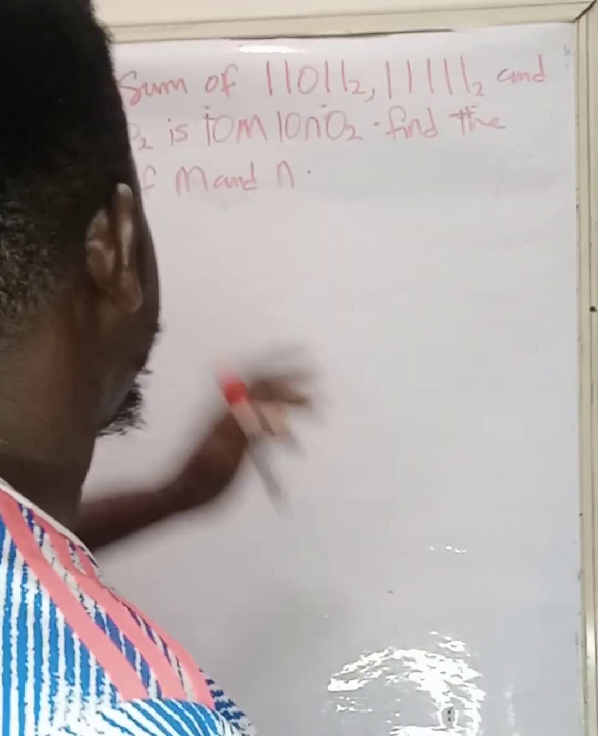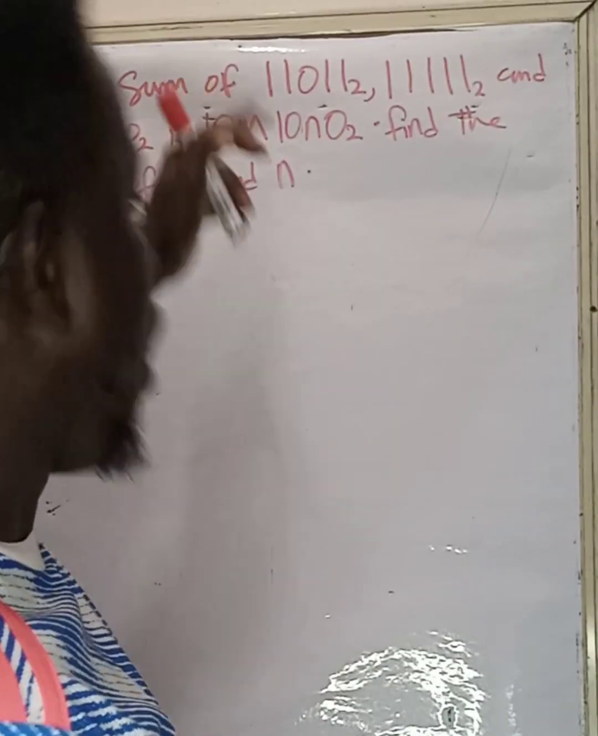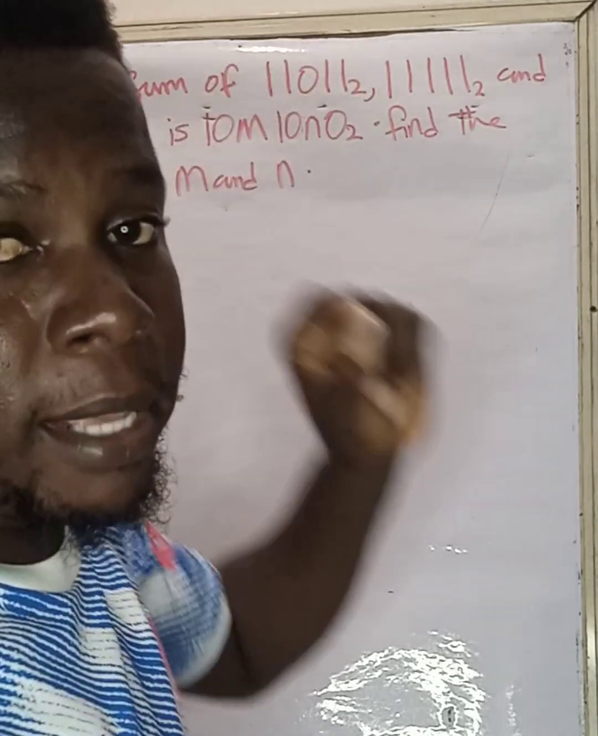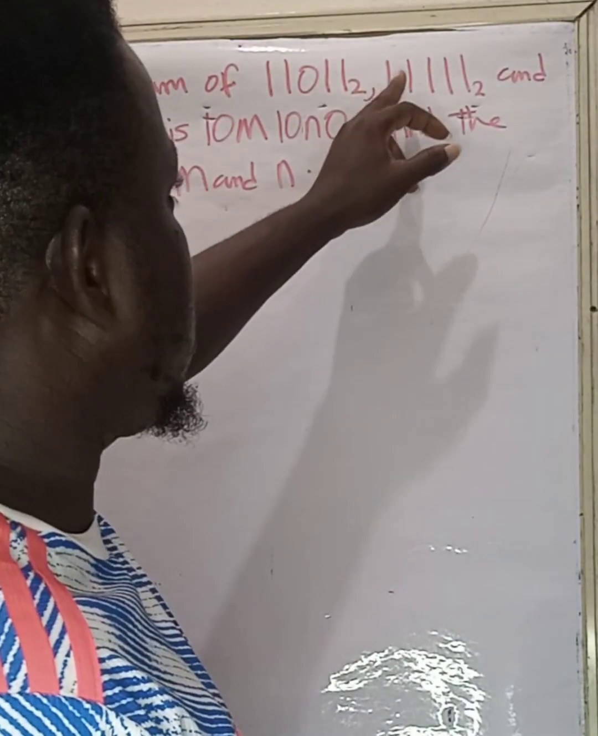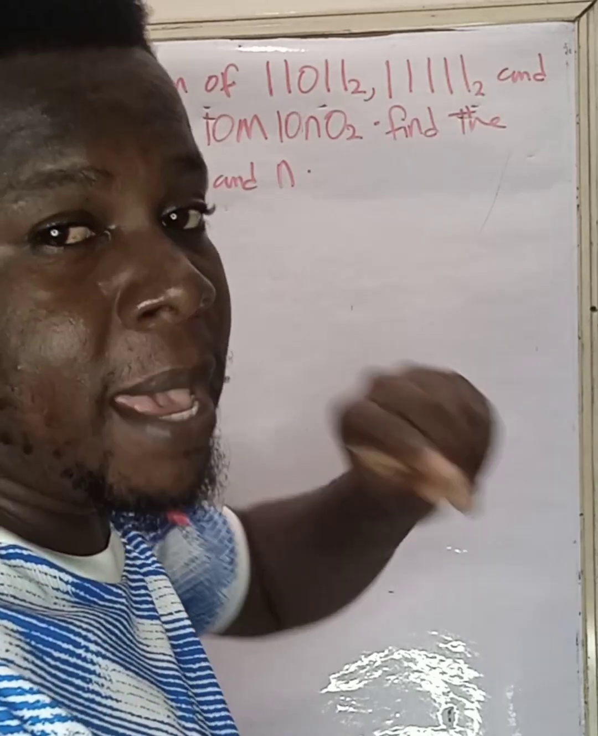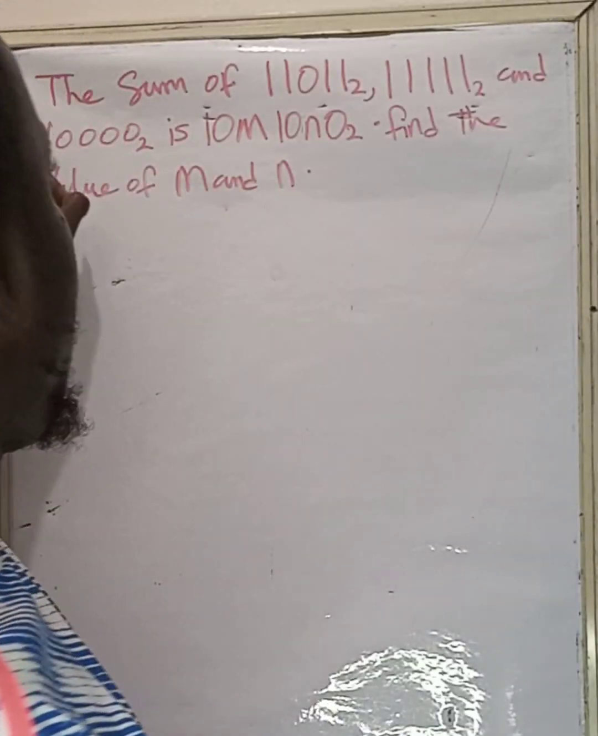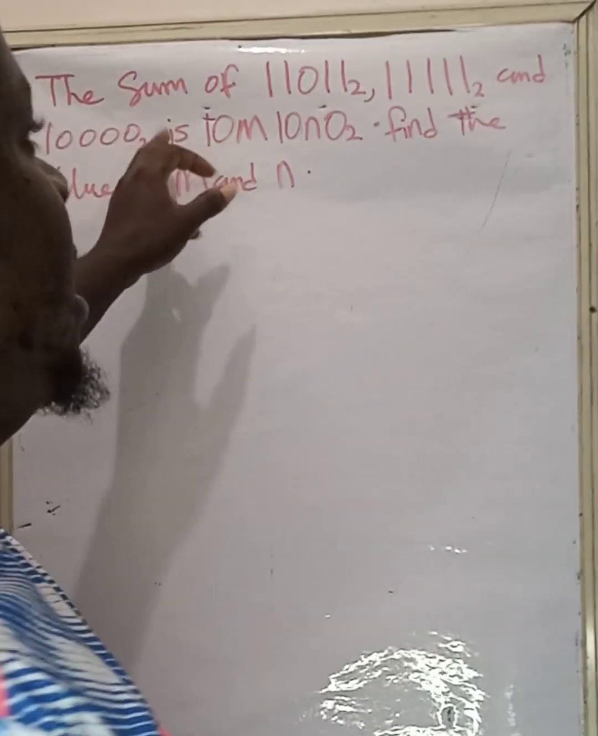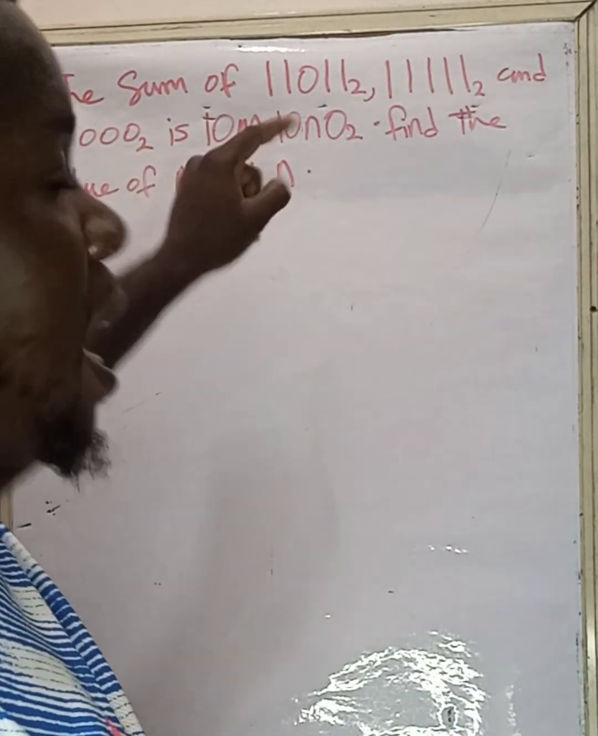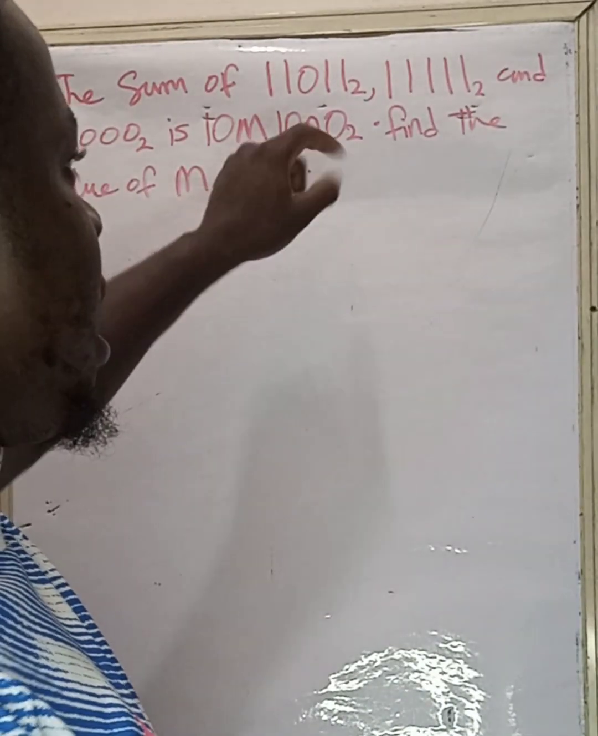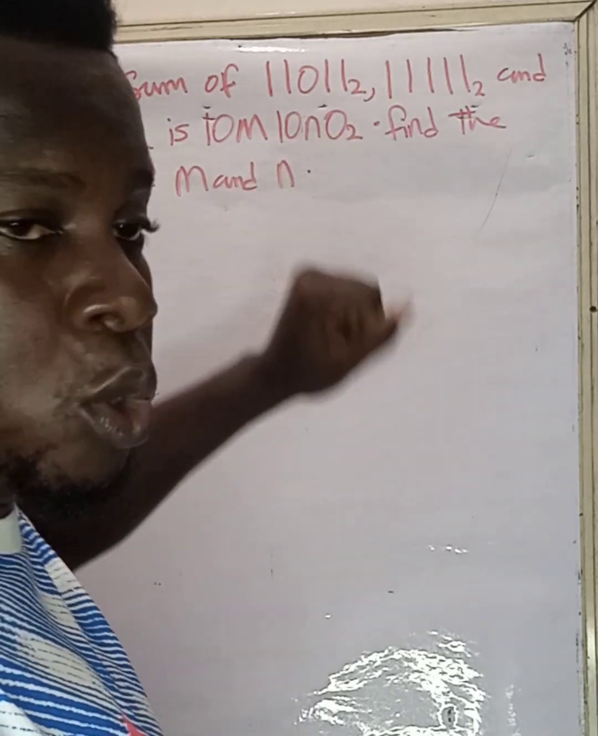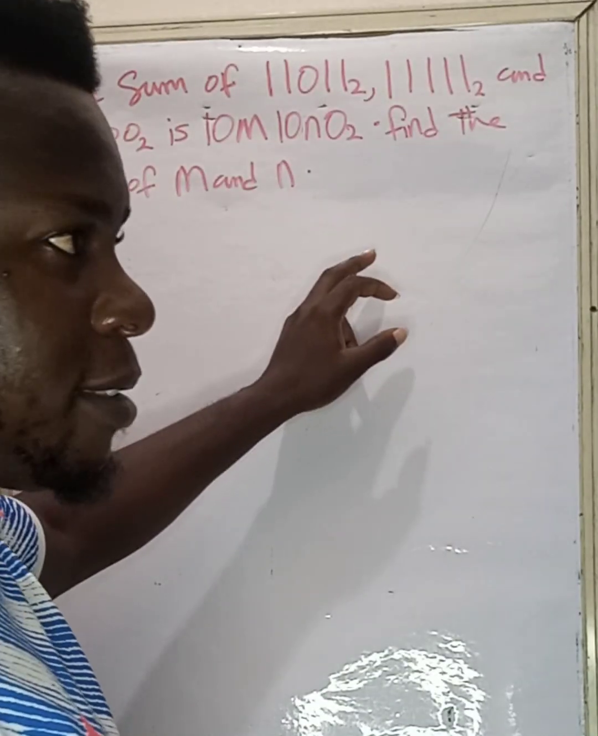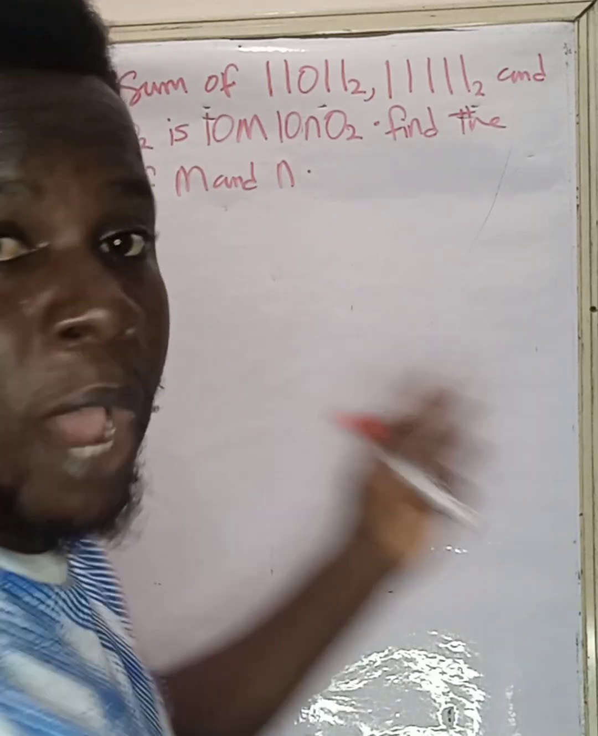So this question said the sum of 11011 in base 2, 11111 in base 2, and 10000 in base 2 is 10n02. Find the value of m and n. I think this is a WAEC question actually.